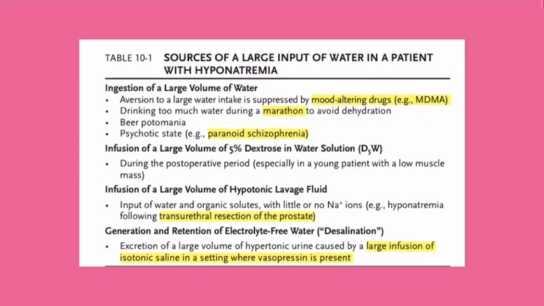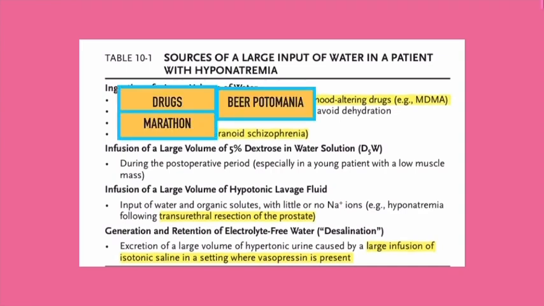So this table shows how patients get excess water. It can be due to ingestion of large volume of water, especially in patients taking MDMA. The aversion to take large water intake is suppressed by MDMA drugs. And second is in case of marathon, and third is beer potomania, and in psychiatric conditions like schizophrenia that result in primary polydipsia. So again, drugs like MDMA and marathon, beer potomania, and schizophrenia result in primary polydipsia.